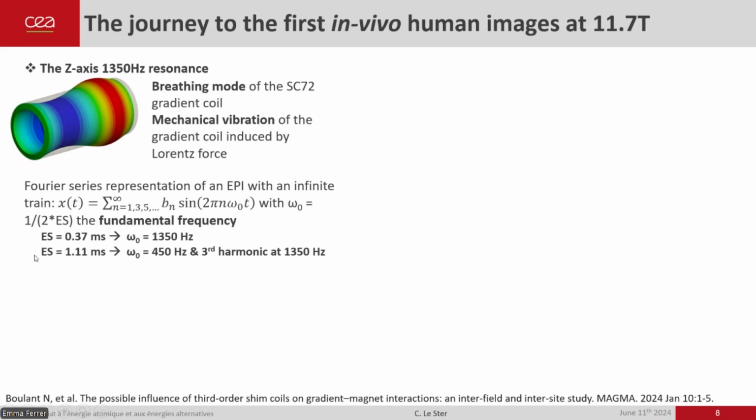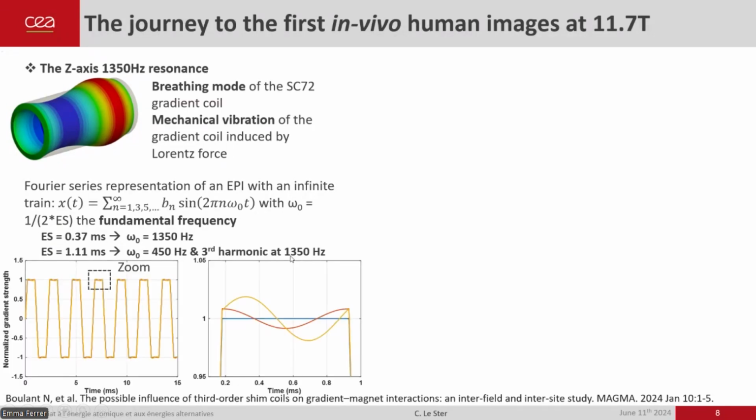But if we choose this time an echo spacing of 1.11 milliseconds, then the fundamental frequency is equal to 450 Hz, and the third harmonic of this EPI train is 1350 Hz. So this is a simulation of an EPI train with an echo spacing of 1.11 milliseconds.